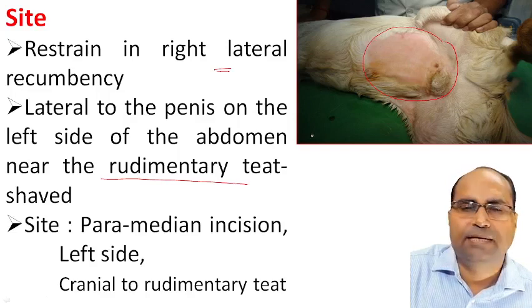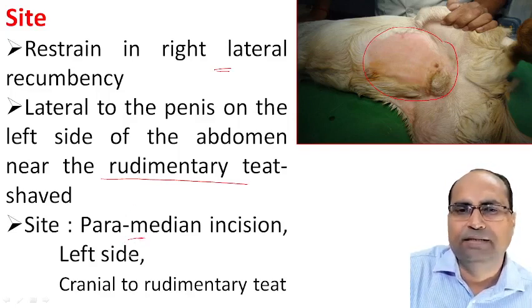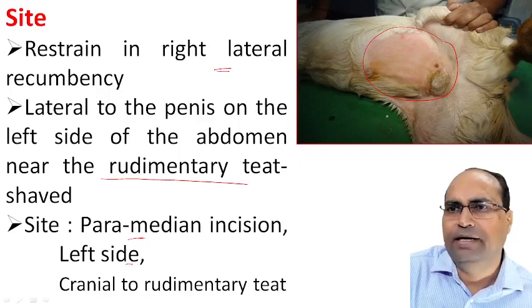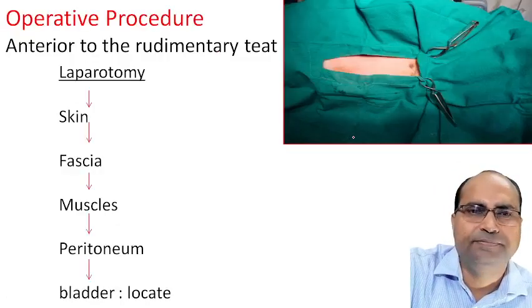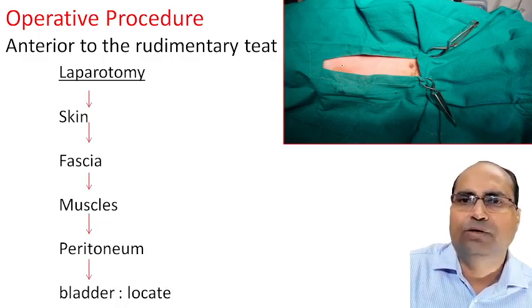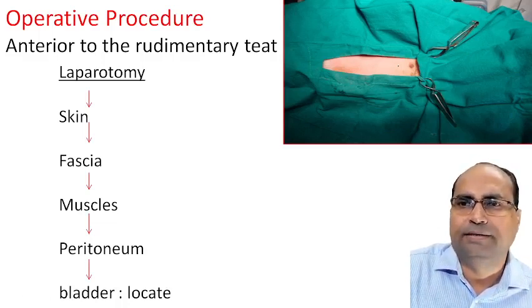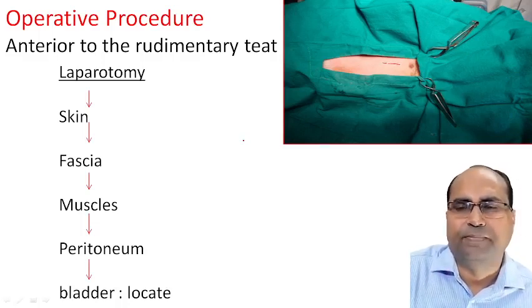the aseptic surgery. A paramedian incision on the left side, cranial to the rudimentary teat, is given. Operative procedure: anterior to the rudimentary teat. This is the rudimentary teat, and this is the site of the incision.